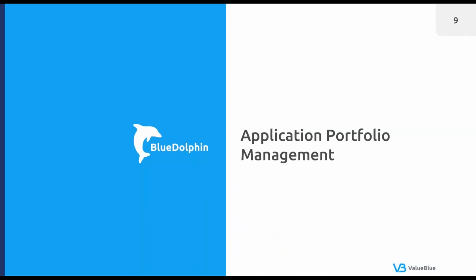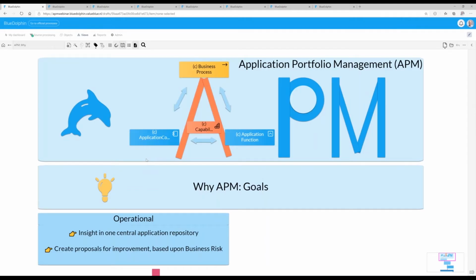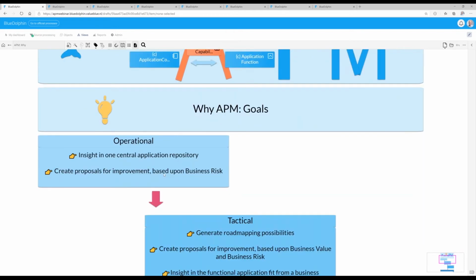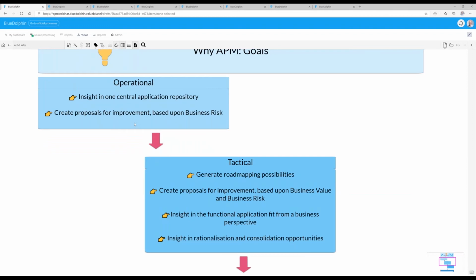Application portfolio management. Now, I will be switching to Blue Dolphin. What is application portfolio management, and why would you want to do it? We've defined the goals of application portfolio management in 3 different layers: operational, tactical, and strategic. Start with the operational goals. You want to have insight in one central application repository, so a single list of all the applications that you have in your organization.